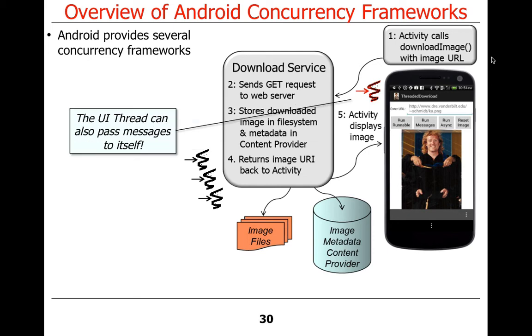The user interface thread, as we'll see, is also perfectly capable of passing messages to itself. So if it needs to do something in the future, or it wants to remind itself of doing something, it can create a message and stick it on its own message queue and then process it when that message's turn comes down the road.